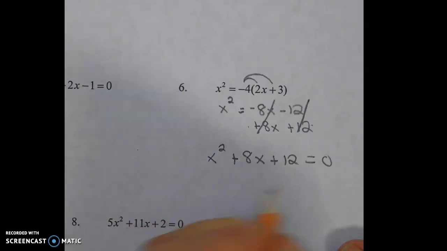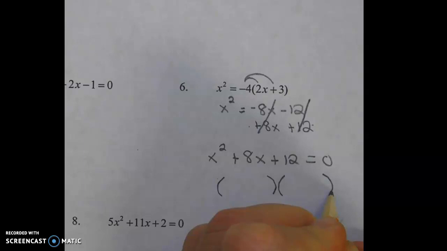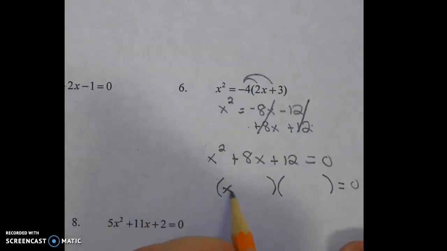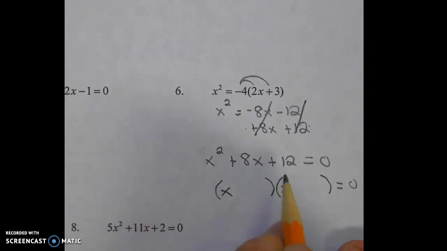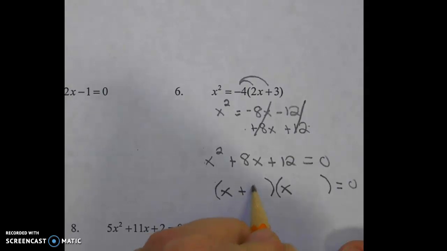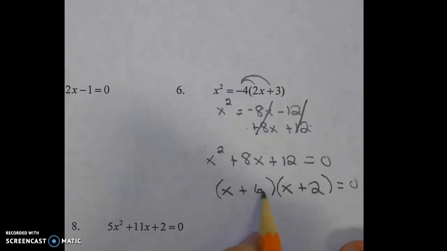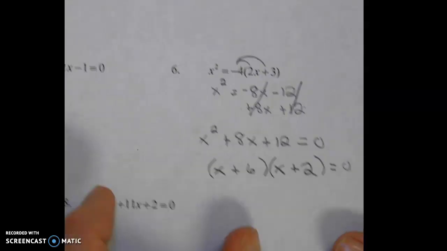Okay. Factoring this using the x, since the a value is 1, we're going to have x and x. 6 times 2 is 12, 6 plus 2 is 8, pretty simple, 6 and 2. Now what I'm doing right here, you can only do this when the a value is a 1, okay?